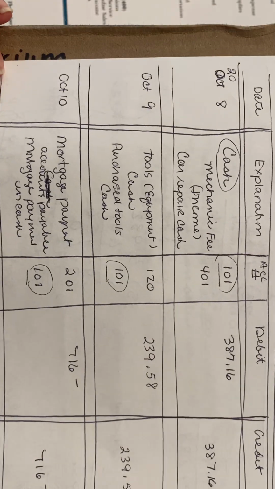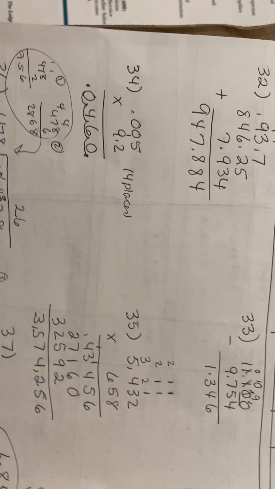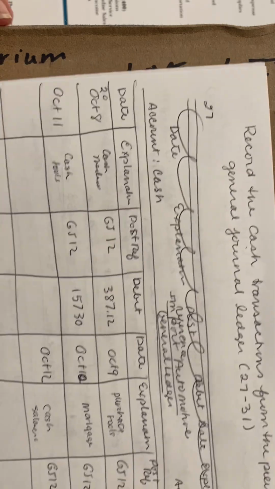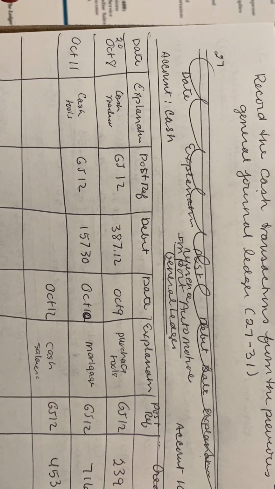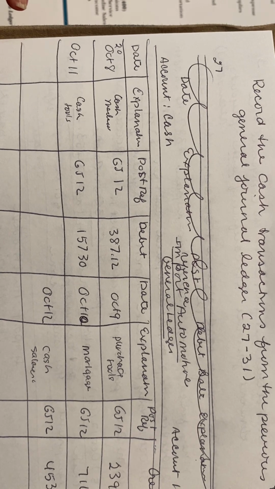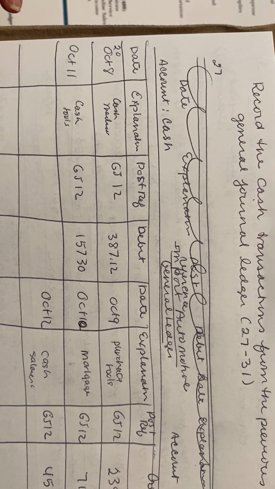453.26. Okay, that was 17 through 26. So let's go on to the next. We've got another type of ledger. Record the cash transactions from the previous journal in 27, journal ledger 27 through 31.